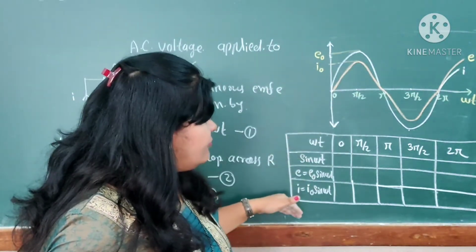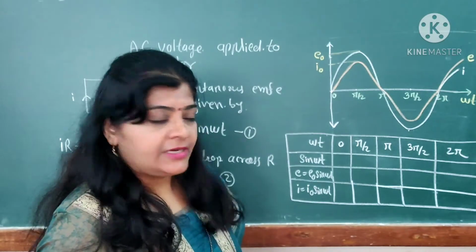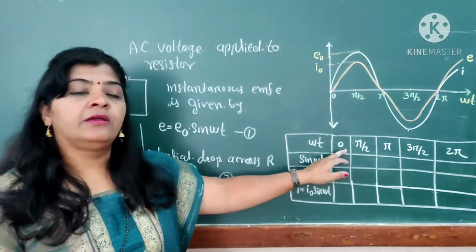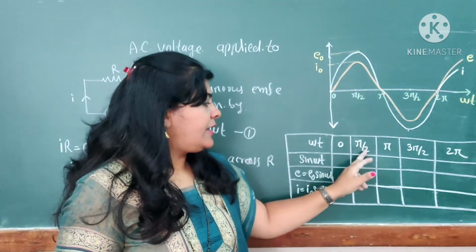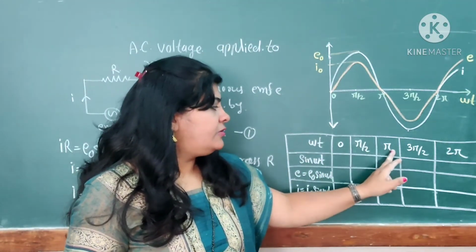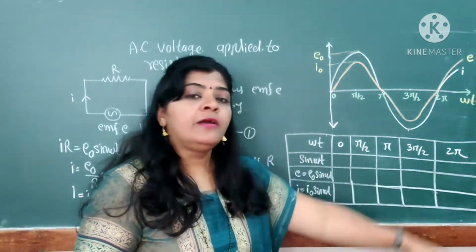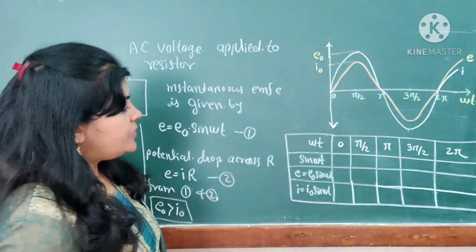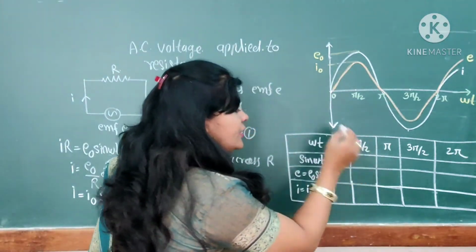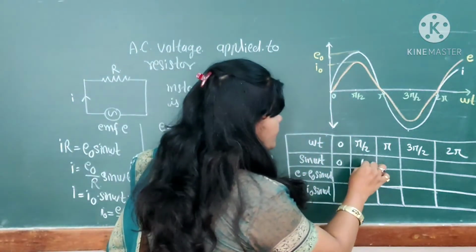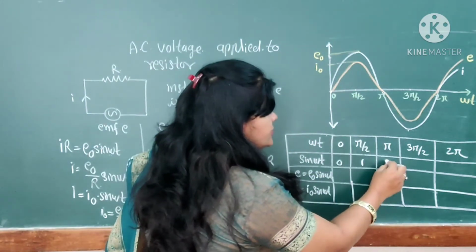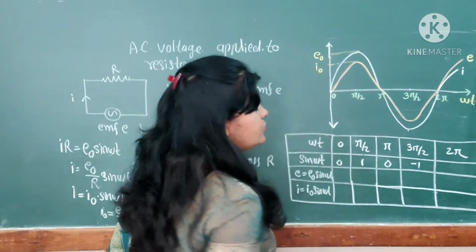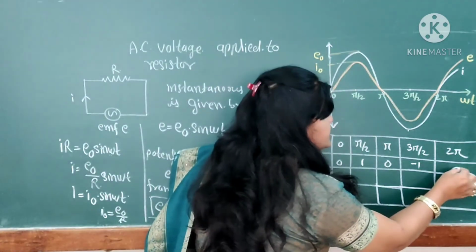For this graph, we require an observation chart, and that is the angle value omega t. If omega t is 0, pi by 2, pi, 3 pi by 2, or 2 pi, then what is the value of sin omega t? Sin 0 means 0. Sin pi by 2 is 1. Sin pi is again 0. Sin 3 pi by 2 is minus 1, and sin 2 pi is 0.